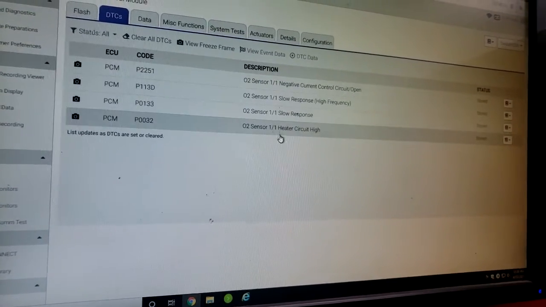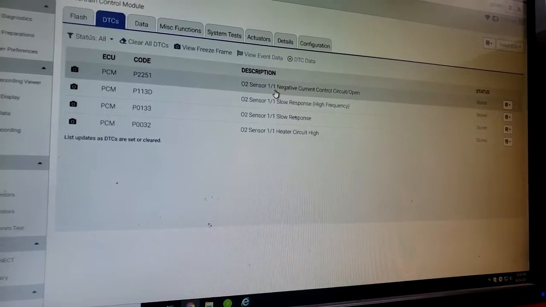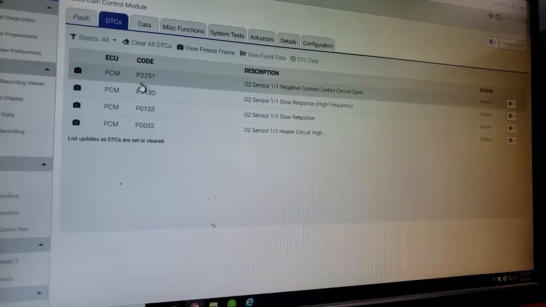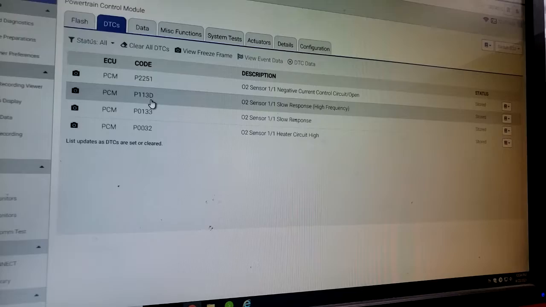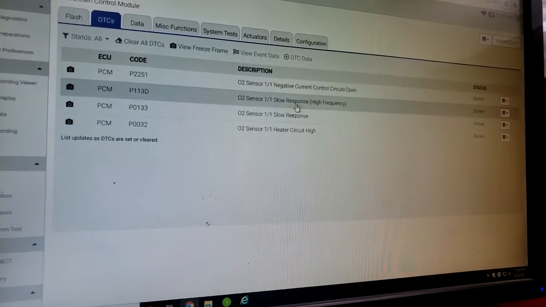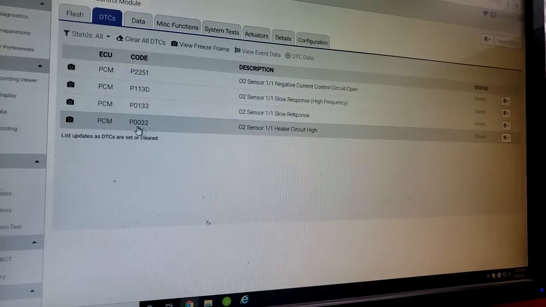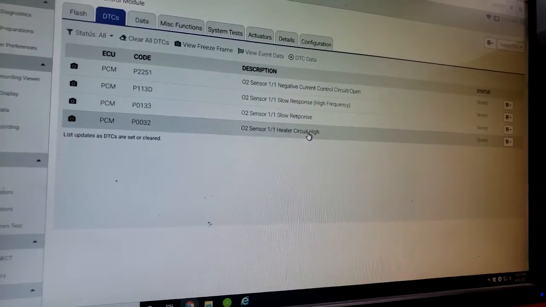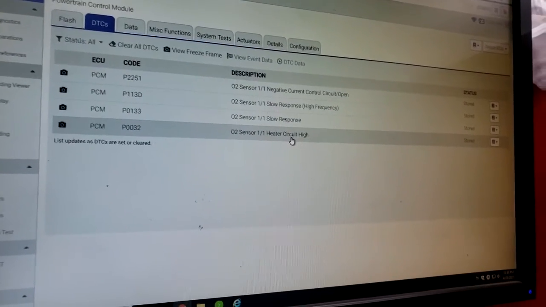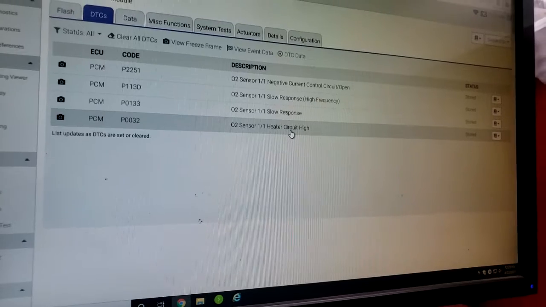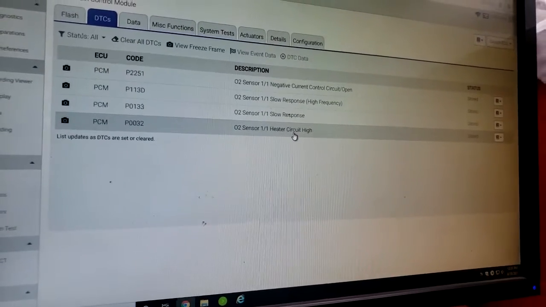Whoa, a bunch of O2 sensor codes, and they're all 1-1, which means they're upstream. There's a problem with the upstream O2 sensor. P2251 O2 negative current. Whoa. P113D O2 slow response. P0133 O2 sensor slow response. P0032 O2 sensor heater. So a lot of problems with the upstream O2 sensor, which could likely indicate you have a bad or failed O2 sensor. I don't like the term bad, but very well could be, you guys.